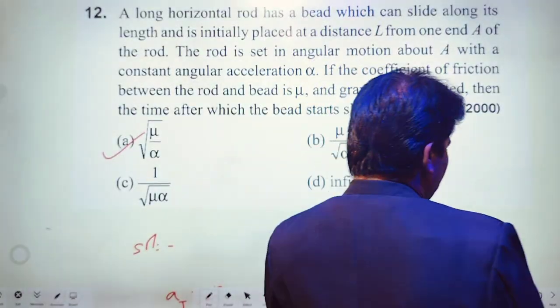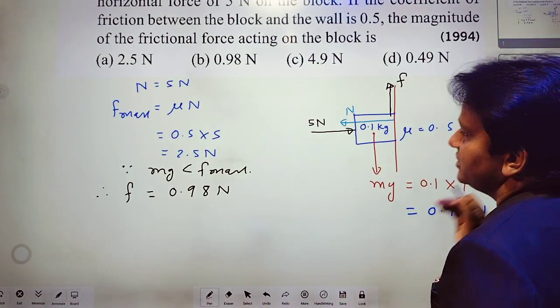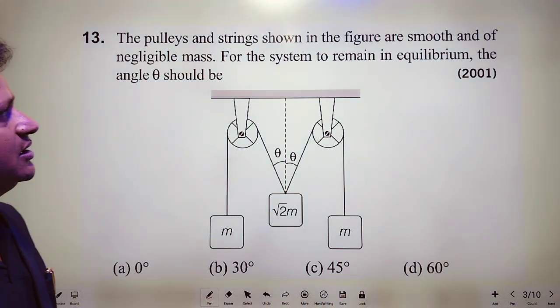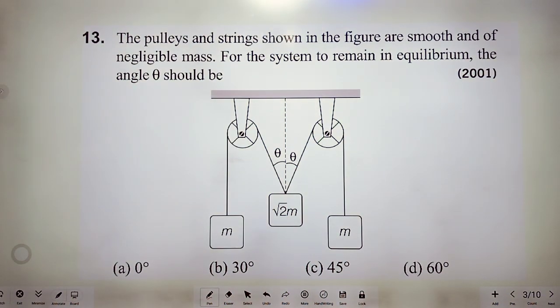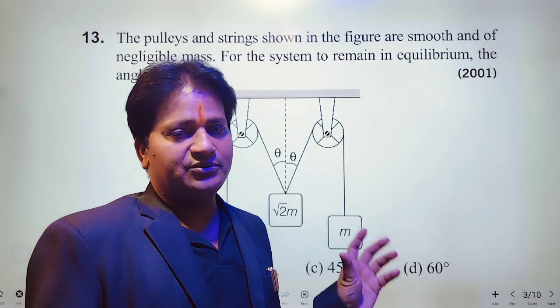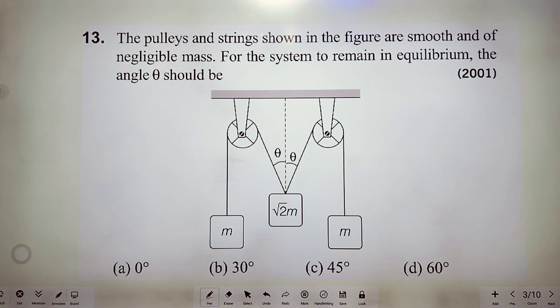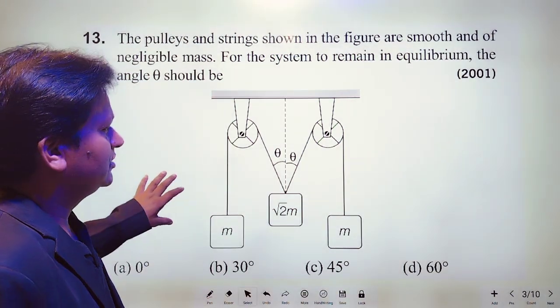Now I am going to solve the next question, 13. The pulleys and strings shown in the figure are smooth and of negligible mass. This means that the string and pulley are massless and smooth. For the system to remain in equilibrium, the angle theta should be equal to what?